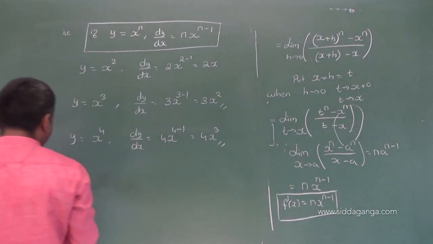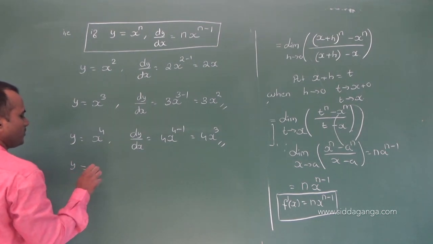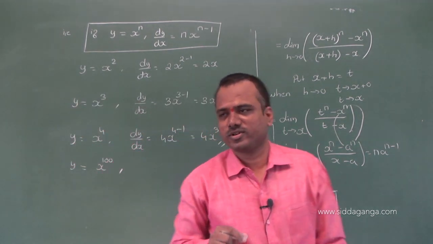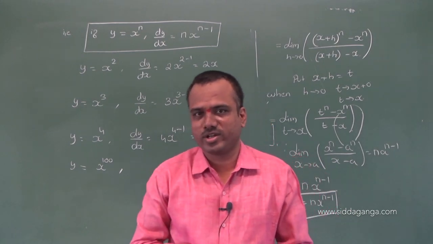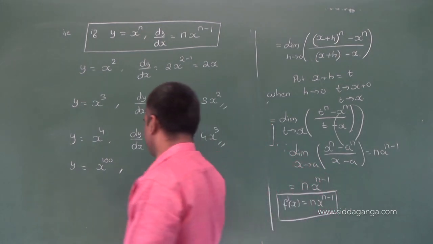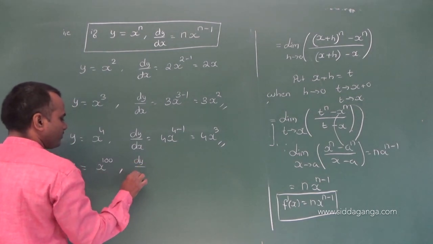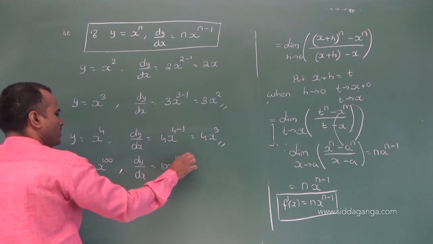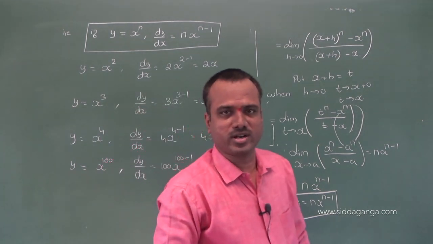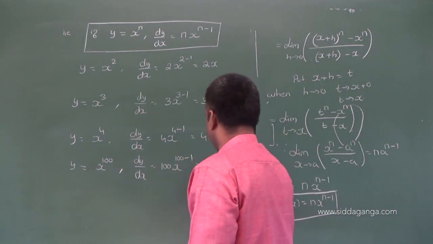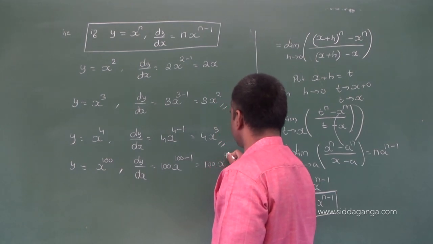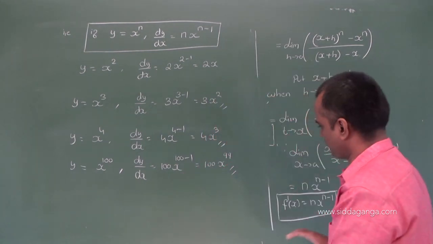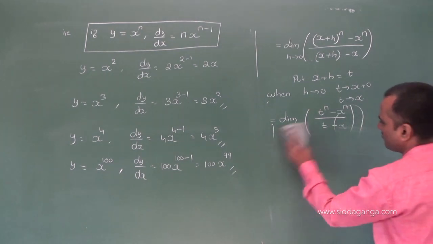Suppose y is equal to x to the power 100. Find the derivative of x to the power 100. Then dy by dx is 100 into x to the power 100 minus 1, that is equal to 100 into x to the power what? 99. Correct. We will solve some more problems, because first we perfect this one, then we will see another formula.